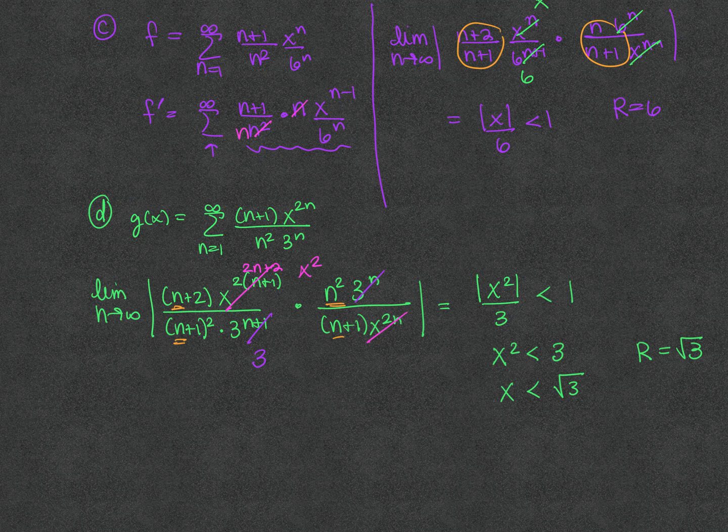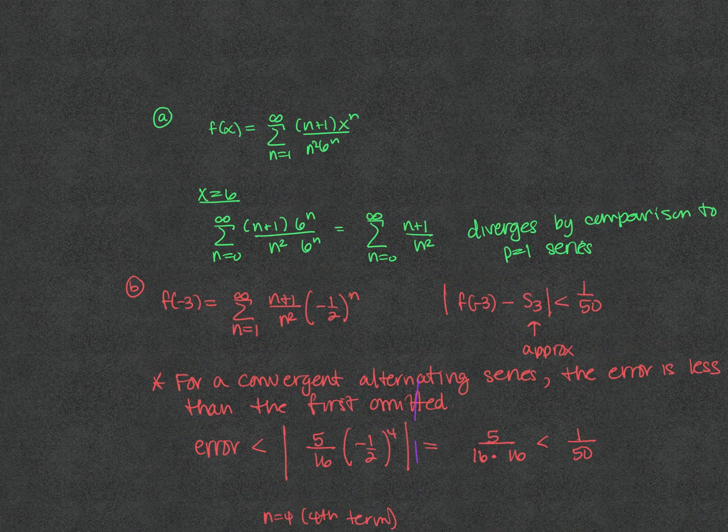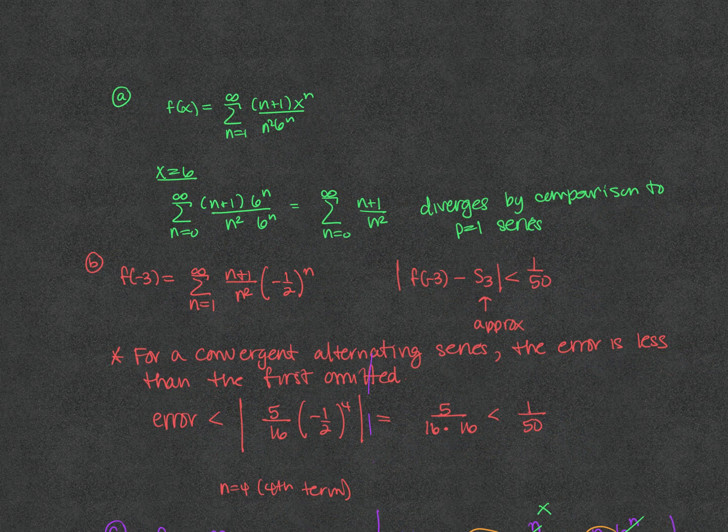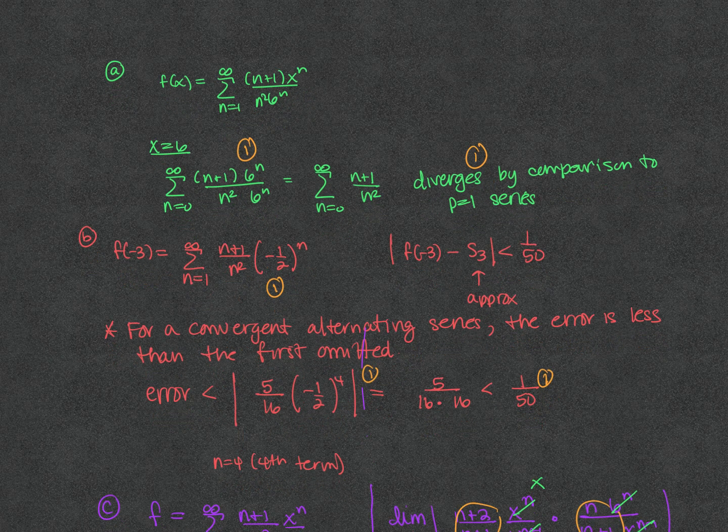So now let's go over the scoring for this one. On part A, you got 1 point for considering this and 1 point for the answer. And again, they don't go through and show the limit comparison test unless they physically say use the limit comparison test to show this. You just cite it. Part B is worth 2 points again. So 1 point for using the fourth term, which is right here, and 1 point for finding the error.